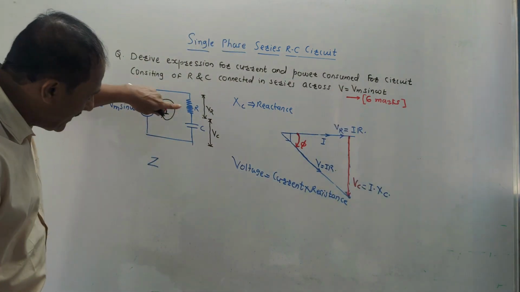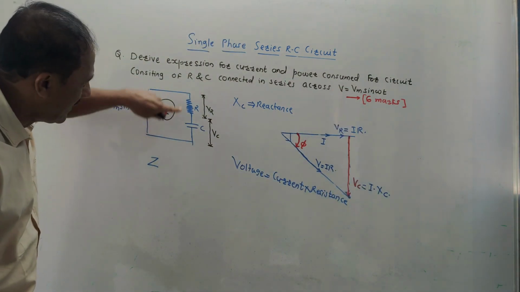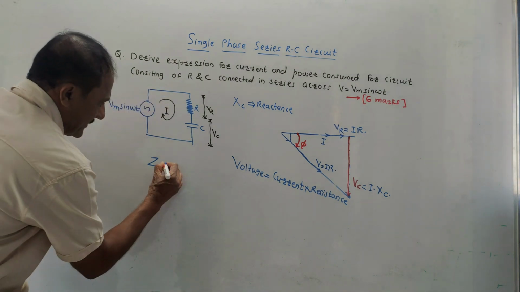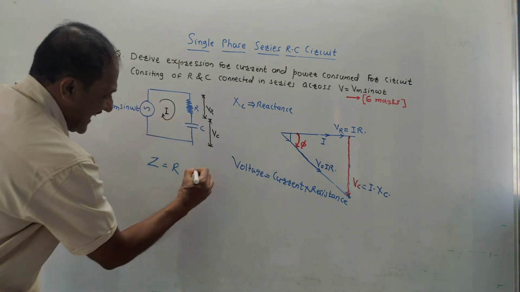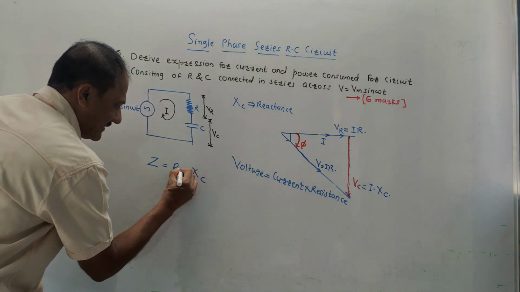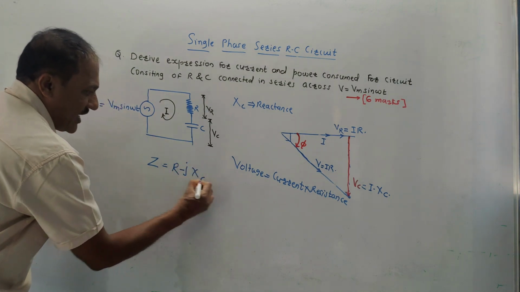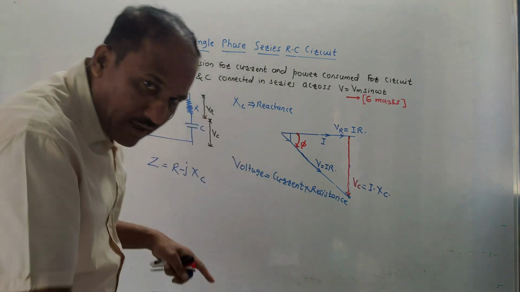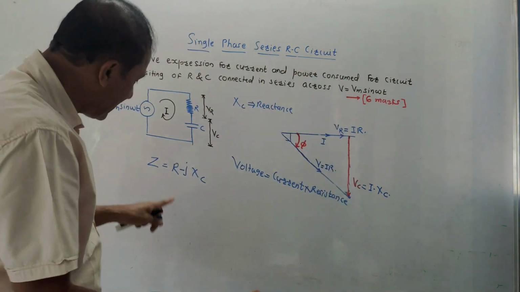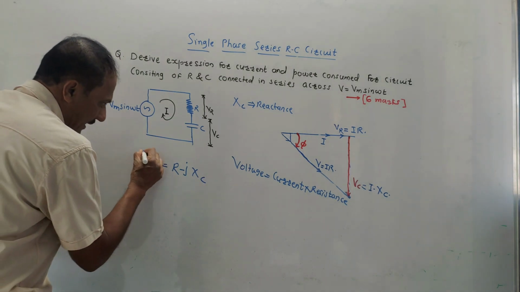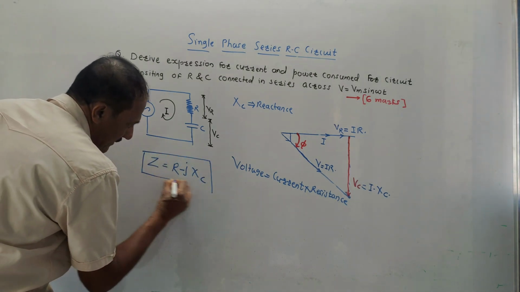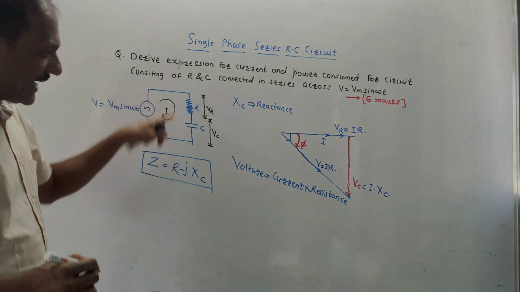Look at the diagram. Here we have resistor and capacitor. Opposition provided by the resistance is R. Opposition provided by the capacitance is XC. In case of capacitor, it is R minus jXC. In case of inductor, or in case of series RL circuit, this equation was R plus jXL. So this is the equation of impedance of series RC circuit.